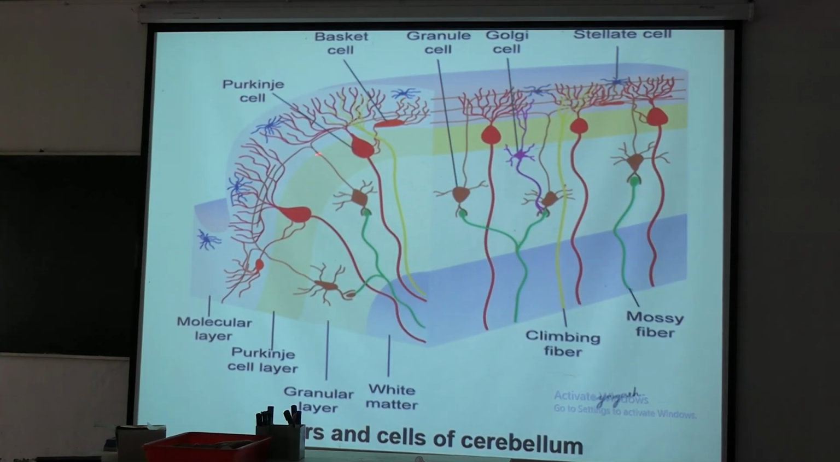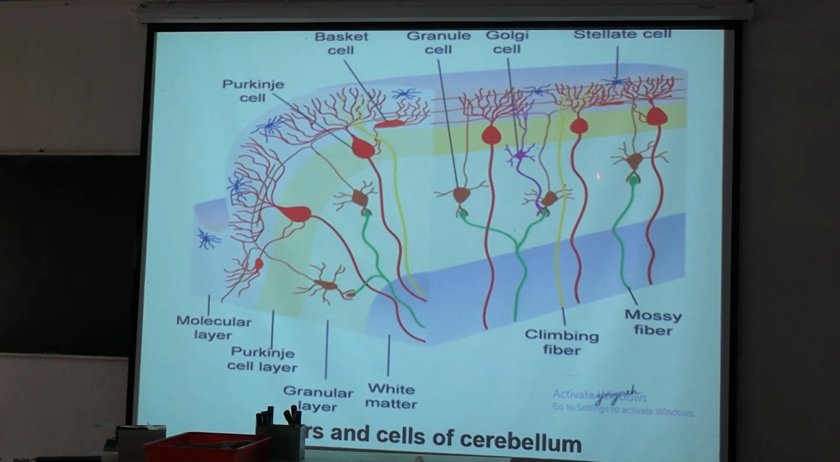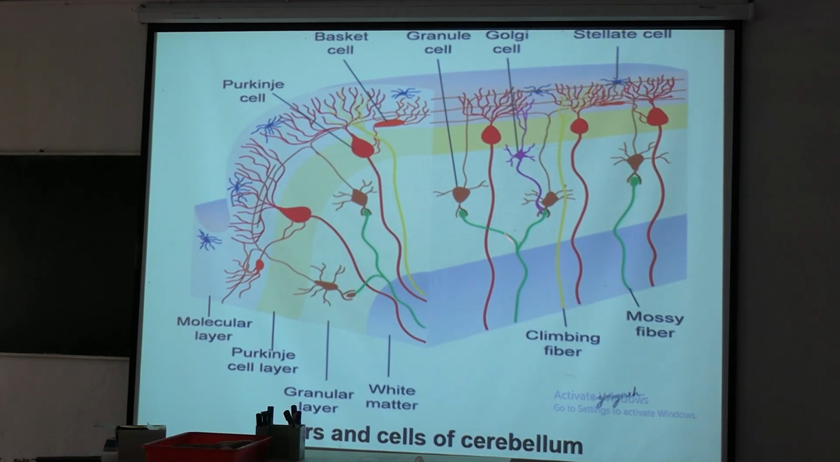Okay, and here in the Purkinje cell layer you are getting only Purkinje cells, and in the granule cell layer you can see this is one glomerulus formation. Okay, here you can see this is a granule cell and this is a Golgi cell and climbing fibers. All these are anastomosing with each other. Together they form the cerebellar glomeruli. Okay.